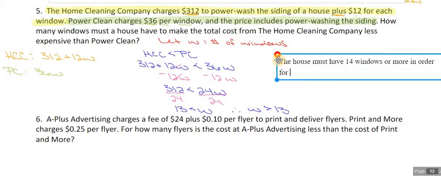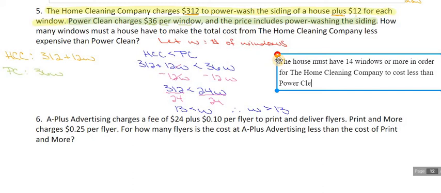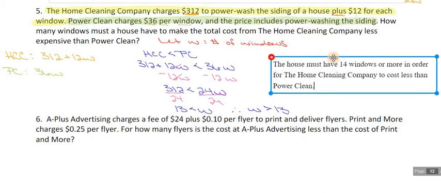In order for the home cleaning company to cost less than Power Clean. Okay, because windows obviously are going to be counted in whole windows, not half windows. All right, so number 6 is the same exact idea.